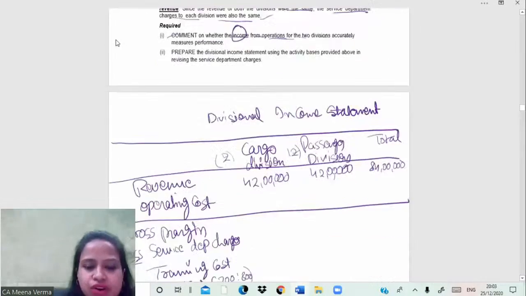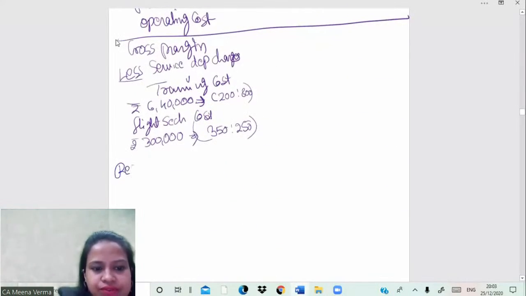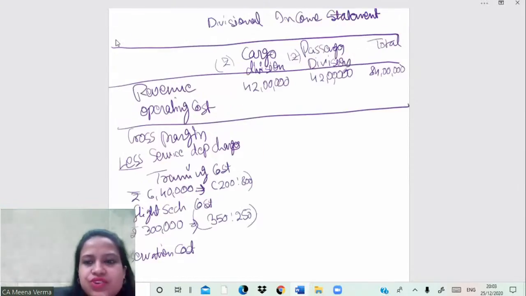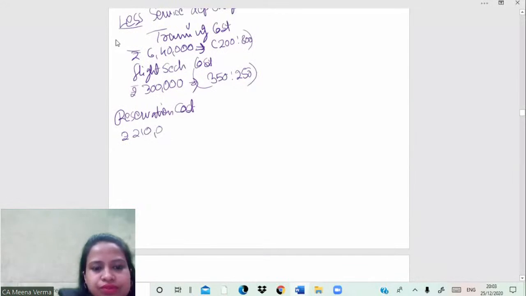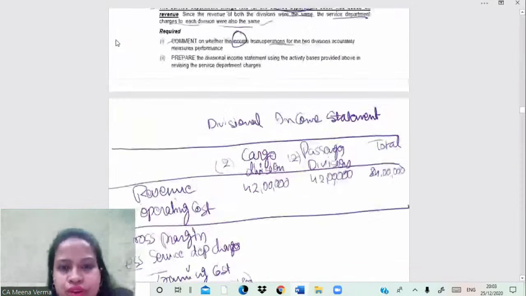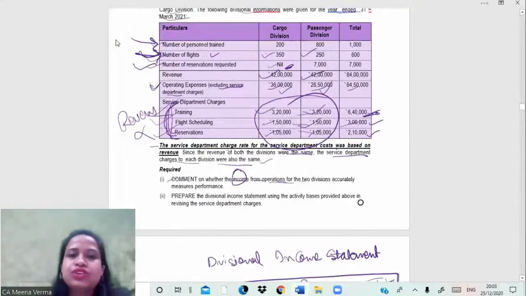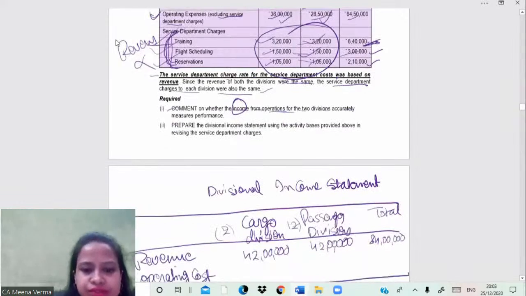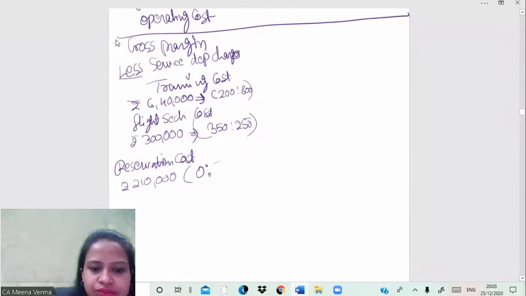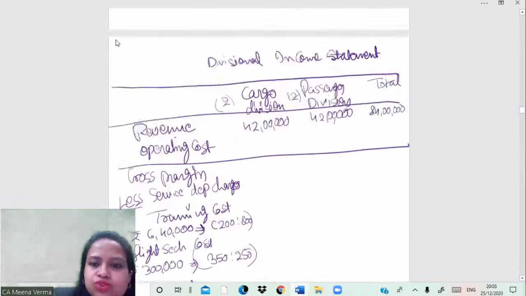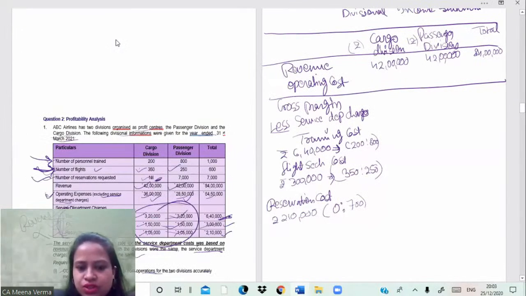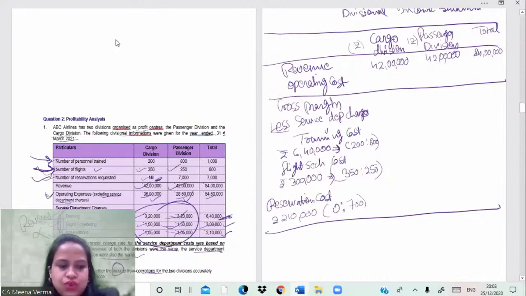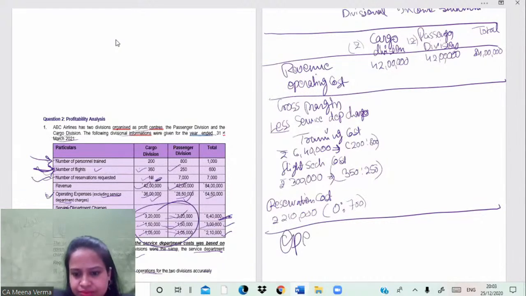Next is reservation cost. What is the value of reservation cost? It is 2,10,000. And the ratio will be, see here, there is no reservation for cargo, so 0:7. You will apportion nothing to cargo and everything to passenger. So apportion them, find the cost for cargo and passenger, and find the total cost. After considering them, you will get the operating income.